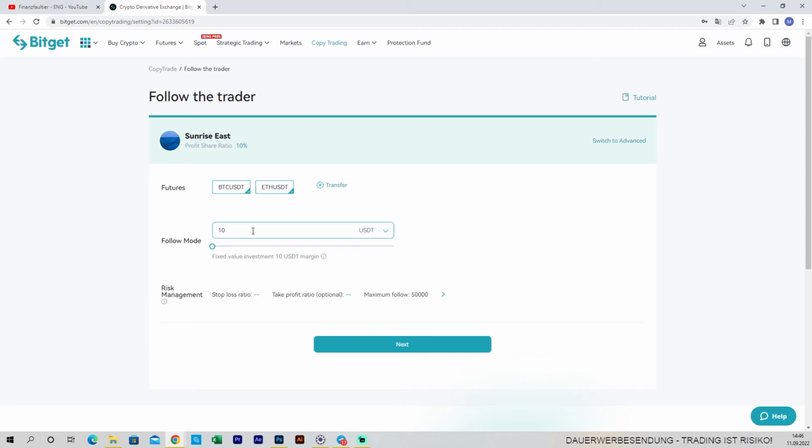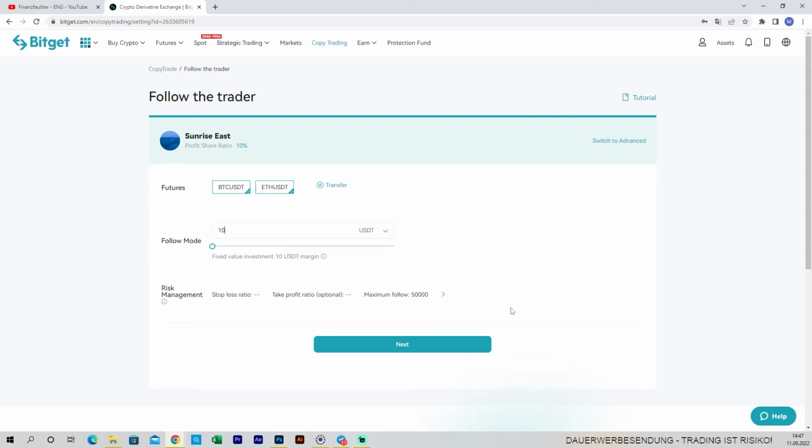So with 500, $10 is basically 2% per trade, which is okay for me. Usually I want to go with 1% per trade, so I would need $1,000 to do 10. But I mean, I think it's fine.